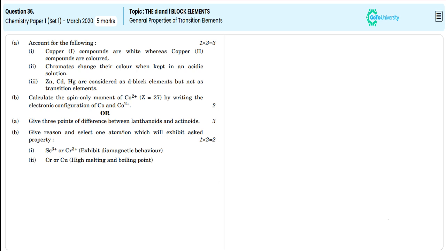In this question, we have to give the reason for the given statements. The first one is copper 1 compounds are white whereas copper 2 compounds are colored. This 1 and 2 means the oxidation state, they are +1 and +2. So we know the oxidation state of copper is +1 and +2 here, and the ground state electronic configuration of copper is 3d10 4s1.